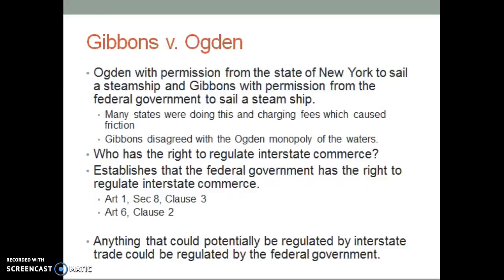And if you disagree, go ahead and look at the Constitution. Article 1, Section 8, Clause 3 addresses the ability to regulate interstate commerce. And then again, because federal laws are supreme, Article 6, Clause 2 justifies the government's ability to do that. And so what gets set up here is basically anything that can be regulated by interstate trade is regulated by the federal government. And so this is another example of implied powers, the implied powers that accompany regulating interstate commerce.